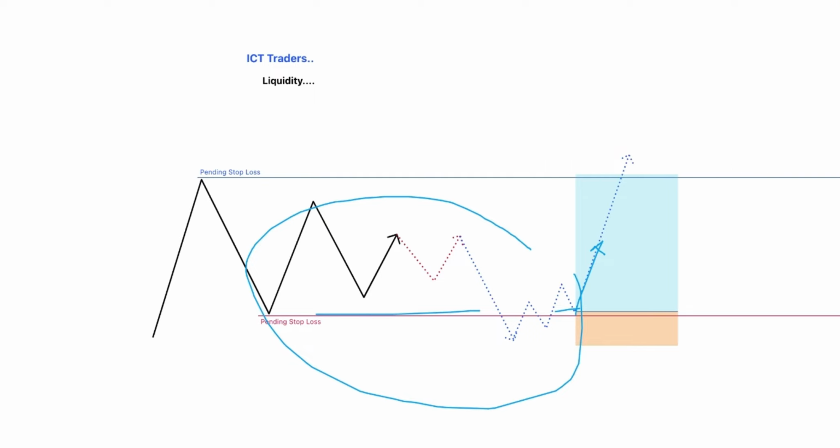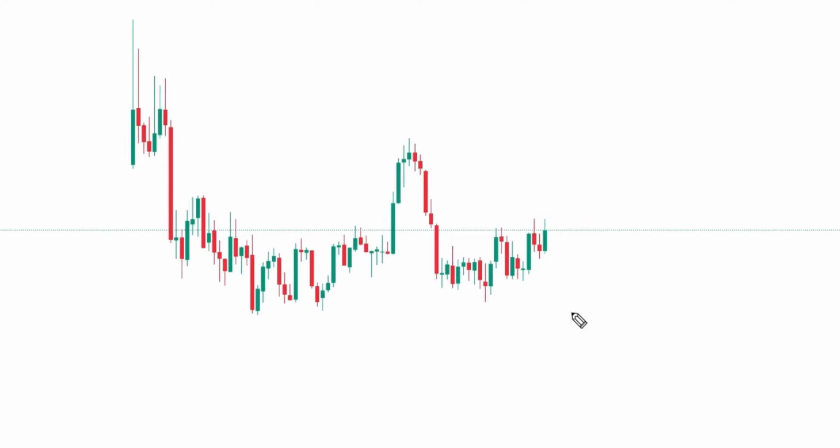Now you must be thinking that it's very easy to show something on a line diagram, but what if I show you the same thing happening on a live chart? So let's move to the Nifty 50. So here's a chart of Nifty 50.